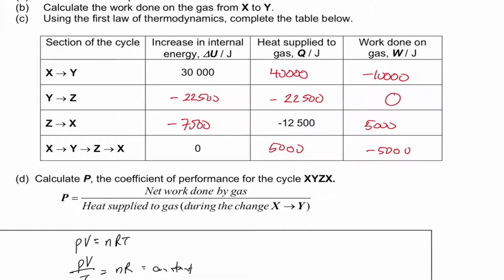Okay, so this is equals to 5,000 divided by heat supply to gas during the change X to Y. Heat supply to gas is 40,000. Okay, so this answer here is 1/8. So this is 0.125. Okay, that's it for this question. Okay, moving on.